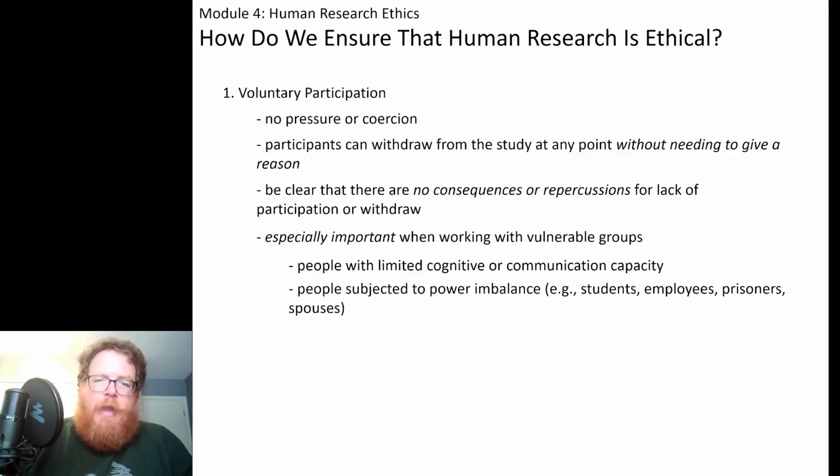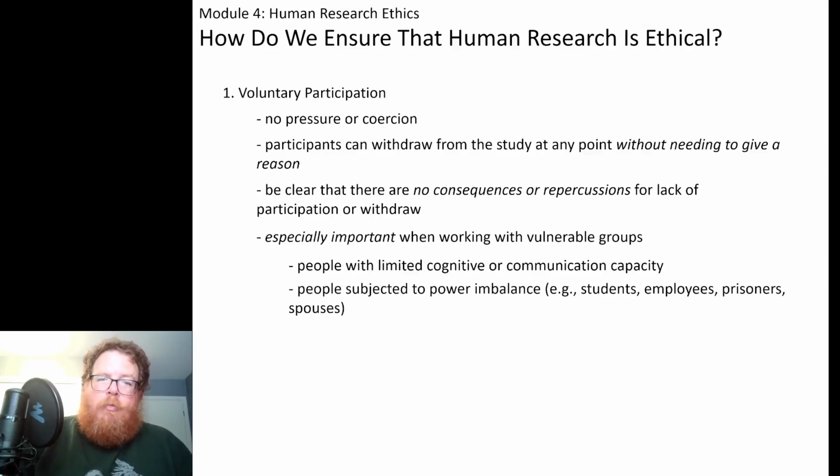And it gives a few examples here: students, employees, prisoners, spouses. If you're dealing with any of these populations, you have to be concerned, especially in the context of, say, a study of grade 7 students at a school. You don't want these students to feel like they're being forced in because their teacher wanted to get them in. Employees could feel that their employer is pressuring them in. Prisoners could feel that the government or wardens are pressuring them in.